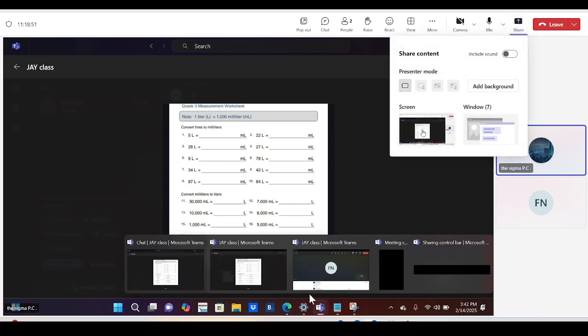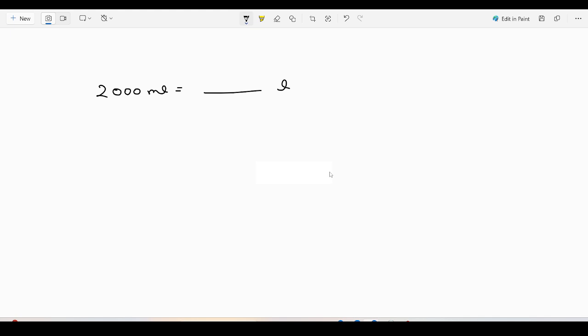Now let me share my screen. We have seen how to convert liters into milliliters, and milliliters into liters. Let's suppose now there is a number like 5,432. I must write milliliters, and we convert it into liters and milliliters.